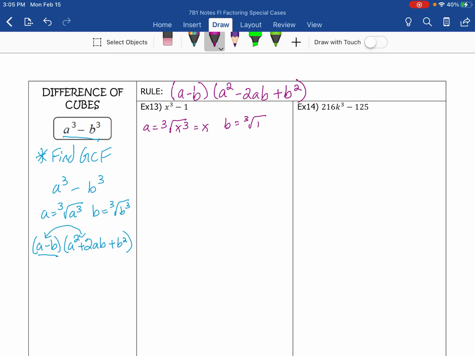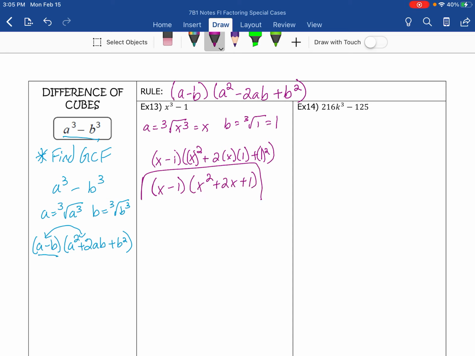We find our a and b values. A is going to be the cube root of x cubed, which is just plain old x, and b is going to be the cube root of 1, which is just 1. And so we plug that in. It's going to be x minus 1 times x squared plus x times 1 plus 1 squared. It's going to be x minus 1 times x squared plus x plus 1. And that's my final answer there.